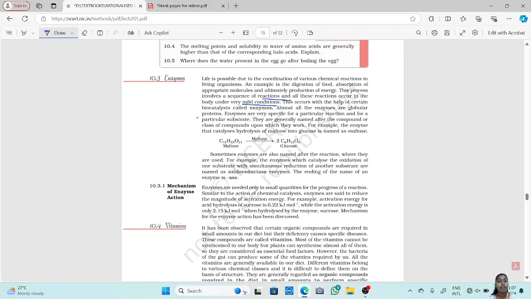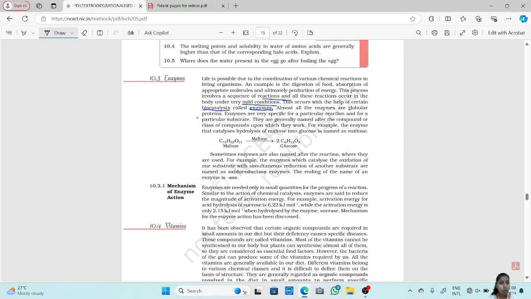So there are various kinds of reactions that take place in our body, and they take place in a sequence of order, and this sequence of reactions occurs in a mild condition. Now in a chemical reaction we use a catalyst to fasten or to carry the reaction, right? Similarly, in a biological body, the catalyst which makes the reaction faster or which supports the reaction is known as a biocatalyst, and it is called enzymes.